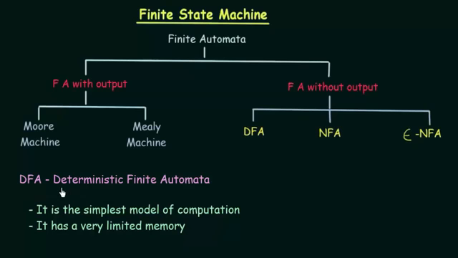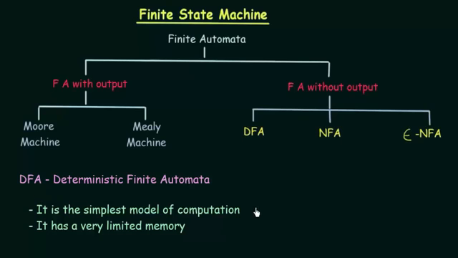Okay, so DFA stands for deterministic finite automata. Before we start off with DFA, let us remember two important properties of finite state machines that we should always remember. Finite state machines are the simplest model of computation, and finite state machines have a very limited memory. So these are two important points that we should always keep in mind before we study anything related to finite state machines. Okay, now we can start off with deterministic finite automata or DFA.